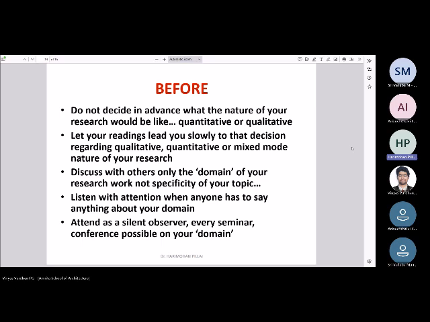Listen with attention when anyone has to say anything about your domain. Attend as a silent observer every seminar and conference possible on your domain. Initially, just attend, keep quiet, ask a lot of questions. This is extremely important, and record those questions by way of audio or video, whatever, and come back, download to your system, and then analyze if you have understood anything, what others are talking about. Next, please.